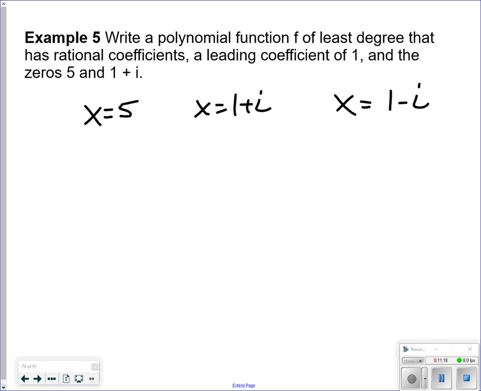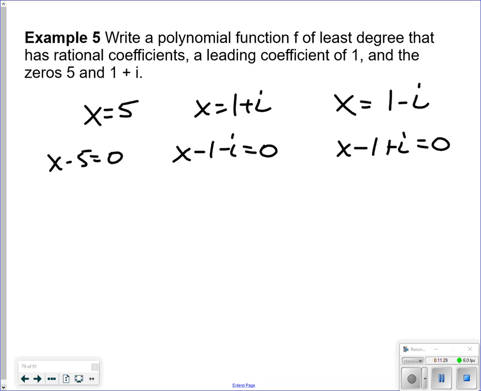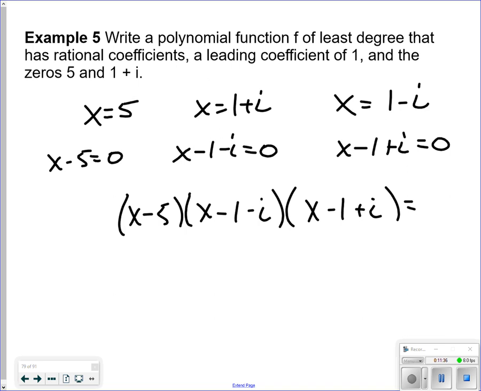Remember, you're going to work this problem backwards. Instead of having the question and wanting the solutions, now I have the solutions and I want the question. So x minus 5 equals 0, x minus 1 minus i equals 0, and x minus 1 plus i equals 0. So again, I'm turning these into factors. Instead of taking the factors and solving them, I'm taking the factors and FOILing them back out. Suggestion, and it's probably a you have to, do the imaginary parentheses first.